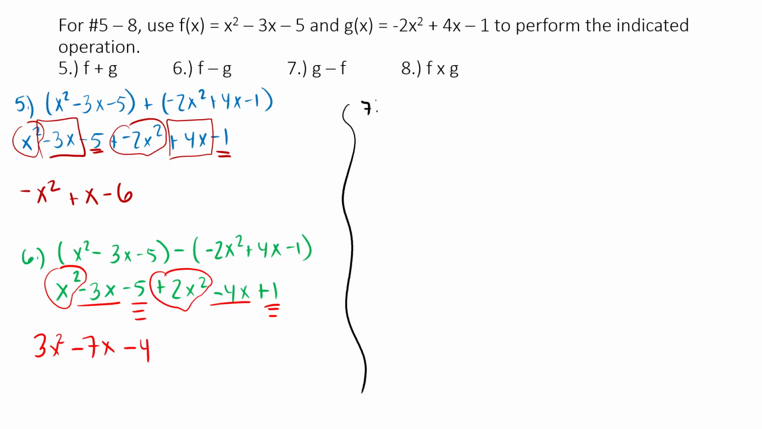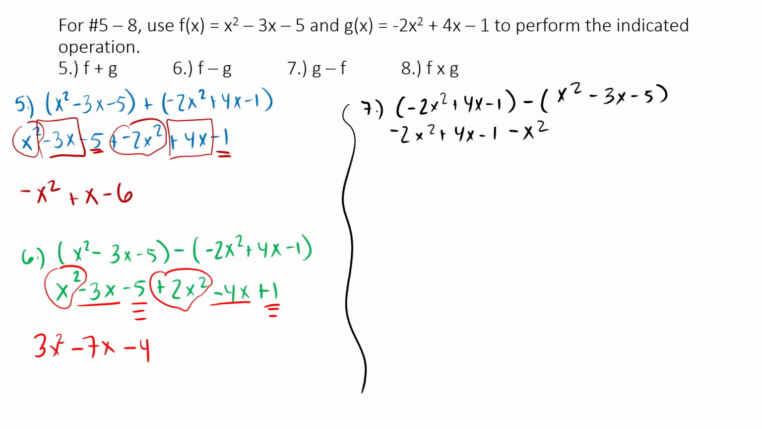Next one, we're going to switch the order. So negative 2x squared plus 4x minus 1, minus x squared minus 3x minus 5. And now we'll move those parentheses. So we're going to be subtracting x squared. Subtracting a negative 3x would be the same as adding 3x, and subtracting a negative 5 would be the same as adding 5. So essentially that subtraction ends up flipping the sign of everything in the second group.